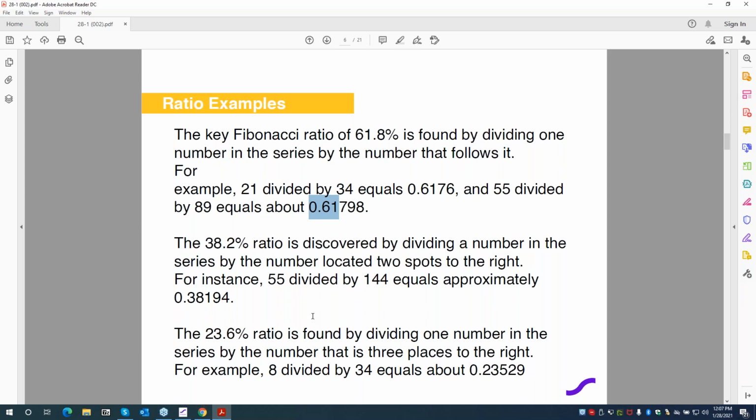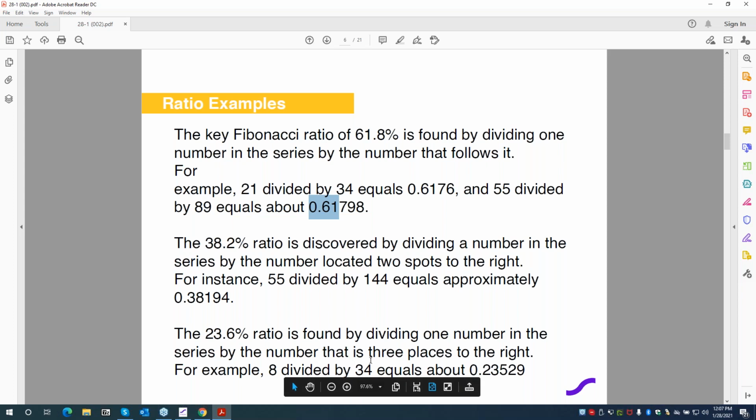The 38.2% ratio is discovered by dividing a number in the series by the number located 2 spots to the right. For example, 55 divided by 144 equals approximately 0.3819, which is 38%. The 23.6% ratio is found by dividing one number in the series by the number that is 3 places to the right. For example, 8 divided by 34 equals 0.2352, and you can do this with all the numbers.